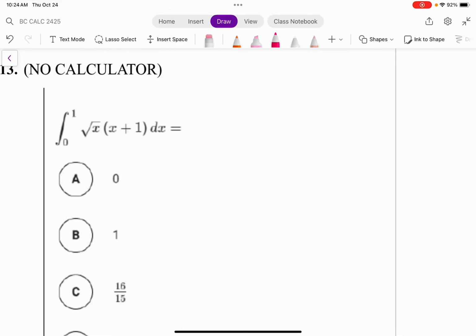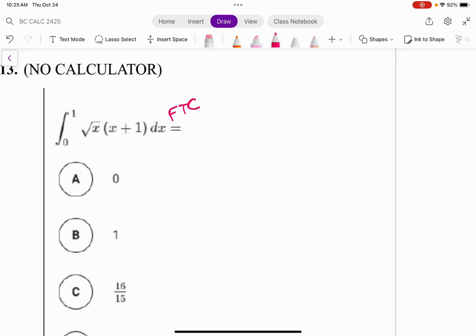Okay, so another no calculator, just evaluating a definite integral. If that's the case, either you're drawing a picture and finding area from geometry formulas, or you have to use a fundamental theorem. We're not going to have any luck graphing the square root of x times x plus 1 and finding rigid geometric shapes to find area. So this must be a fundamental theorem question.